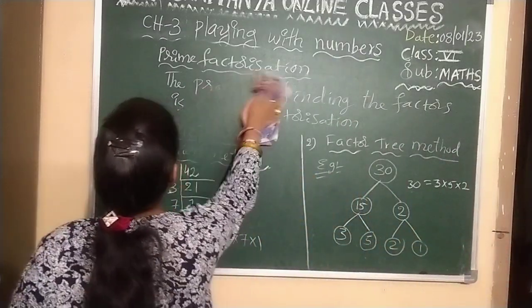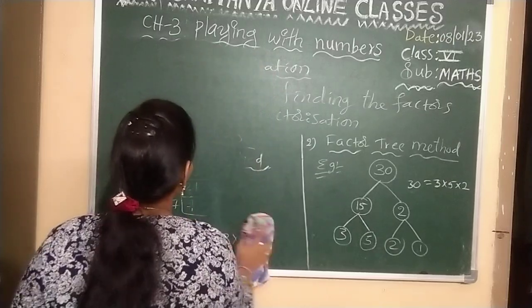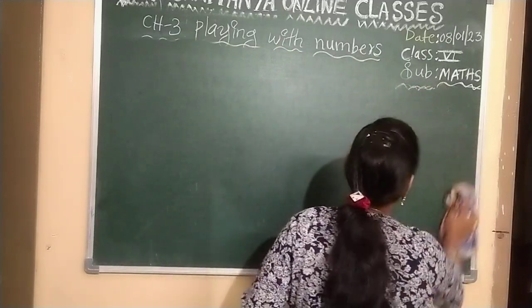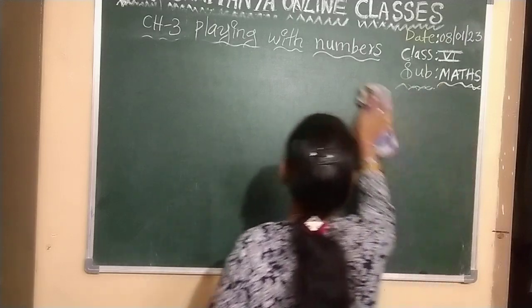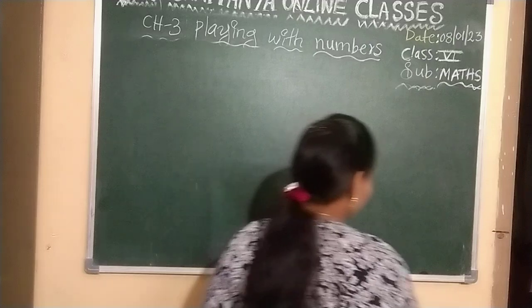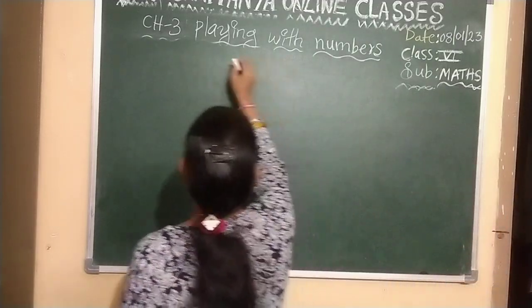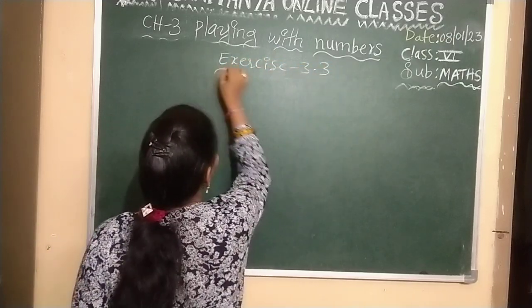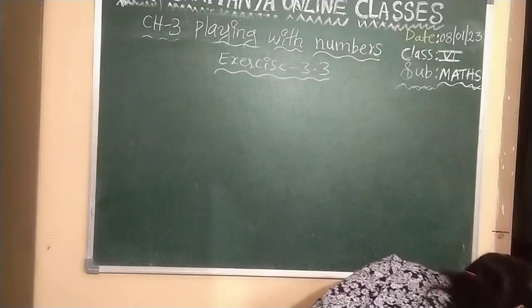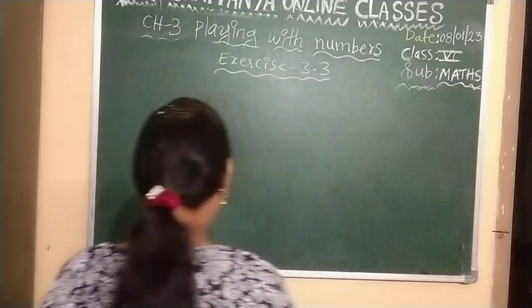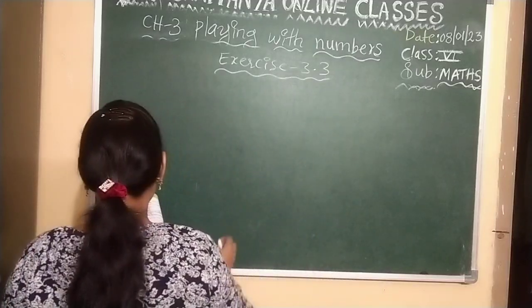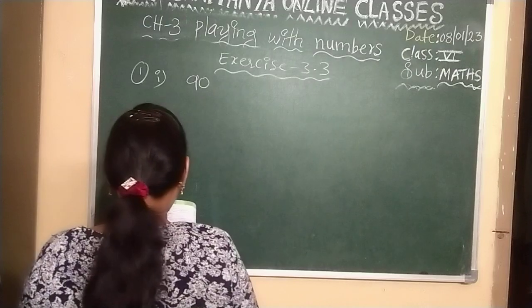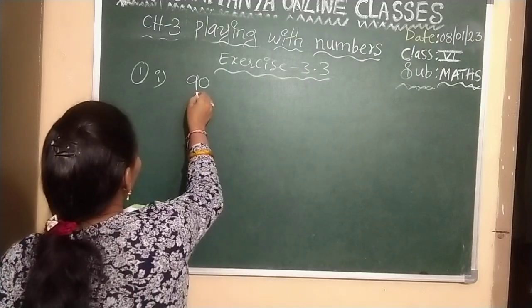Exercise 3.3, first question. Write the missing numbers in the factor tree for 90. Here, first question, for 90, how to write the factor tree? We should write the missing numbers here.